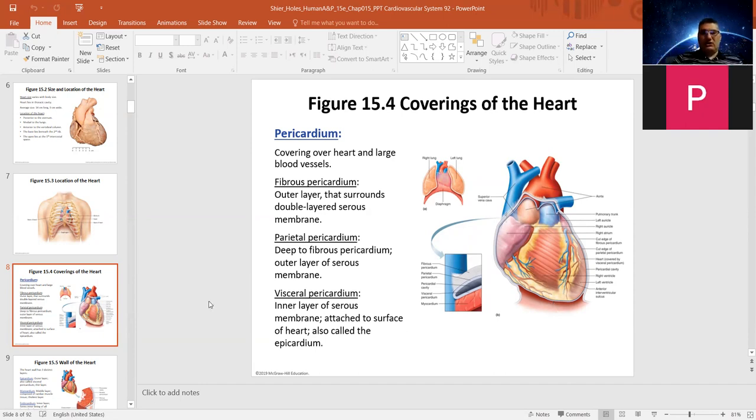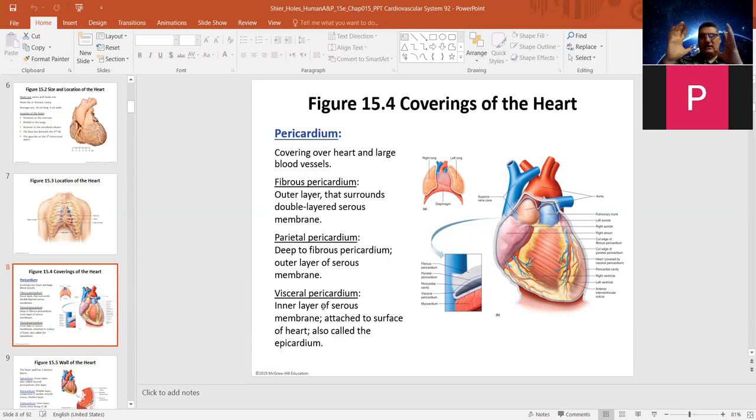The visceral pericardium itself, since it is adherent to the heart, it counts toward the layers of the heart. When we talk about the layers of the heart, it is endo, myo, and epicardium. So the visceral is serving two purposes. It is the outer layer of the heart, which is epicardium. At the same time, it's serving as the inner layer of the pericardium.